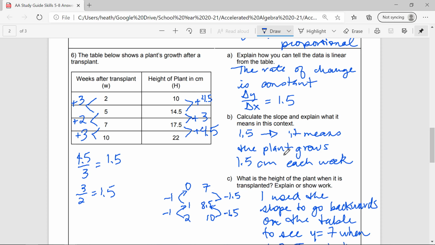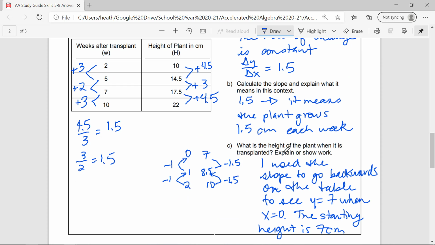So it grows 1.5 centimeters each week. You might have done this next problem a little bit differently, but I just wanted to show you a way that you could do it, just using this thinking from the table. So 210 was a point in the table, right? 210. And then I just use the slope to go backwards.